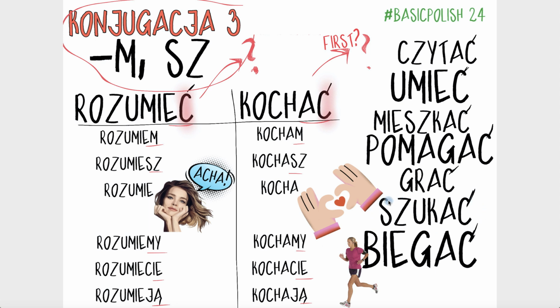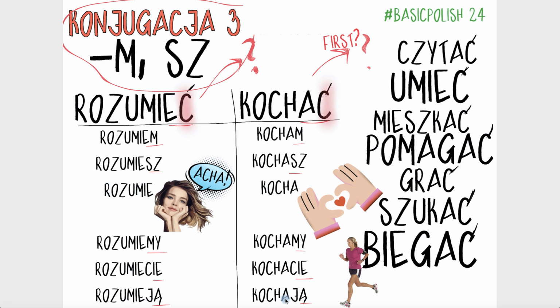Szukać, to seek, to look for. So let's again change ać into am for the first person. Szukam, szukasz, second person. Szuka, szukamy, szukacie, szukają. I seek, you seek, she seeks, we seek, you seek, they seek. Biegać, to go running. I go running, biegam. You go running, biegasz. She goes running, ona biega. We go running, biegamy. You go running, biegacie.